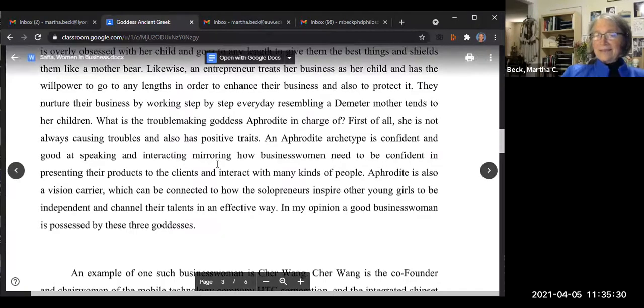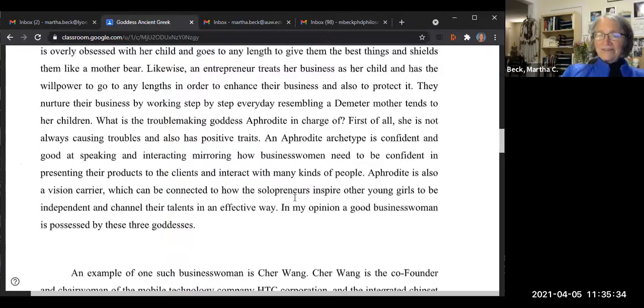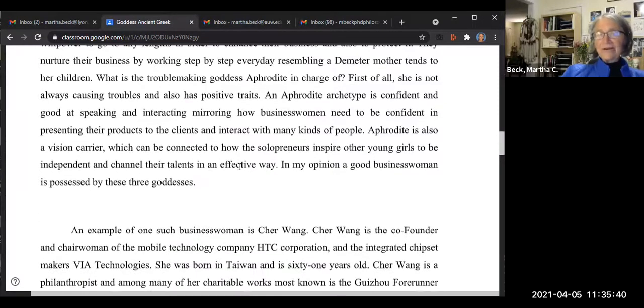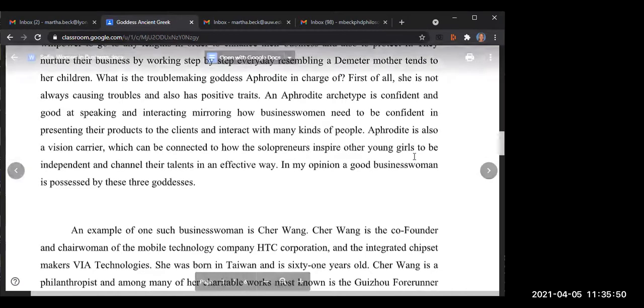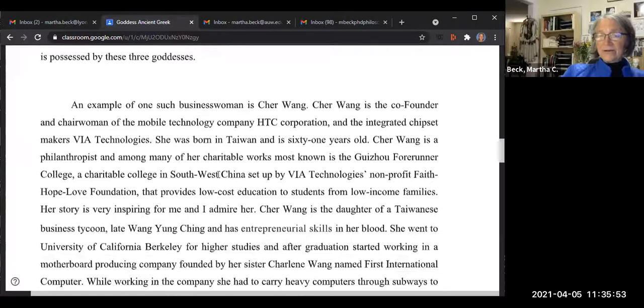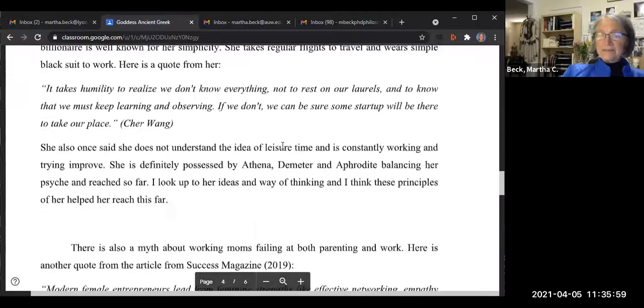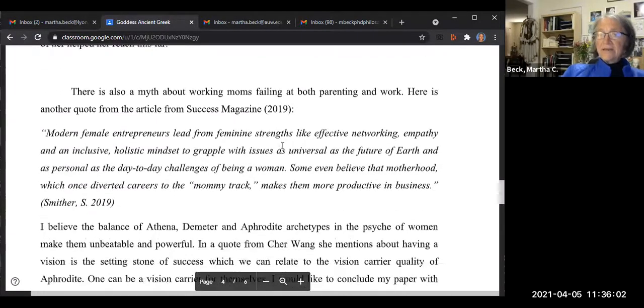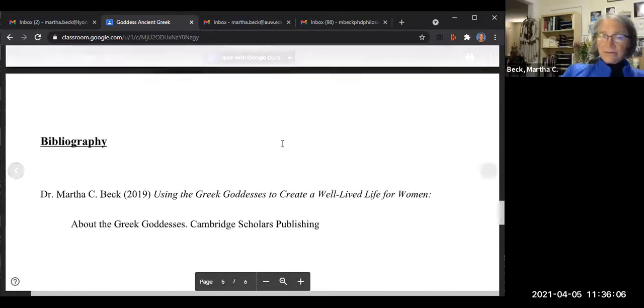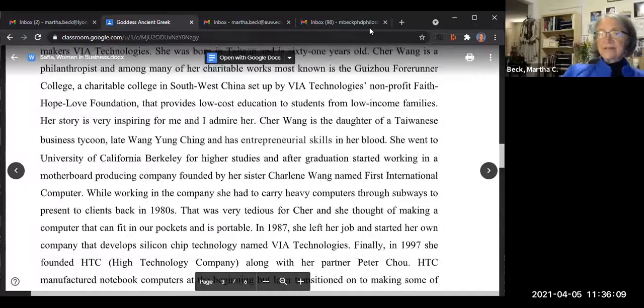She's confident, speaking, interacting. So she could convince people. She can be a vision carrier. She can connect to these, how to inspire, okay? These women inspire young girls, so they can be vision carriers for young girls. And then she gives examples, right? Most of the rest of her paper is examples, and that's fine, as long as, you know, it fits in with all the other stuff. So that's probably enough. Let me take a minute here for questions.